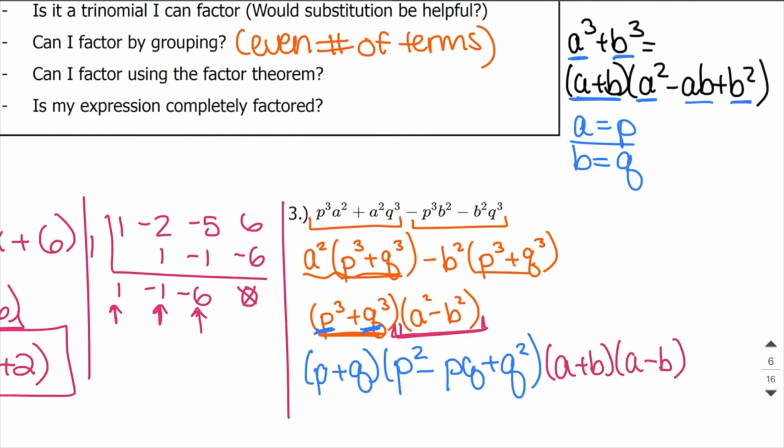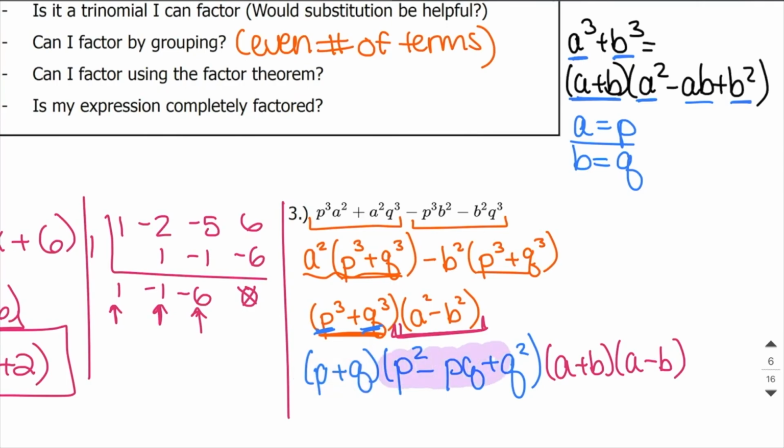So for my first factor that I'm looking at here, this p plus q, I can't factor this further. It's literally just a linear relation. There's no GCF, there's no perfect squares, there's no perfect cubes. It's not a trinomial. I can't factor by grouping. I can't use the factor theorem.